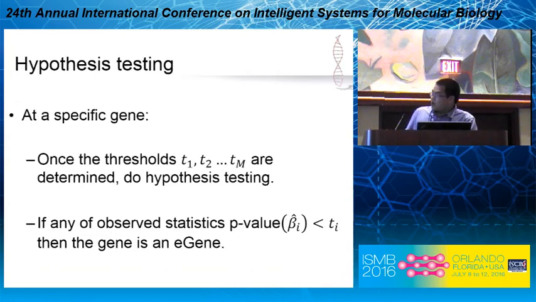Okay, so once you solve for the Ti, you can do hypothesis testing. This is now very straightforward. You go over each of the SNPs that you are testing with respect to the genes. And if any p-value of the SNP is smaller than Ti, then you consider the gene to be an eGene. And this is all you need to do.